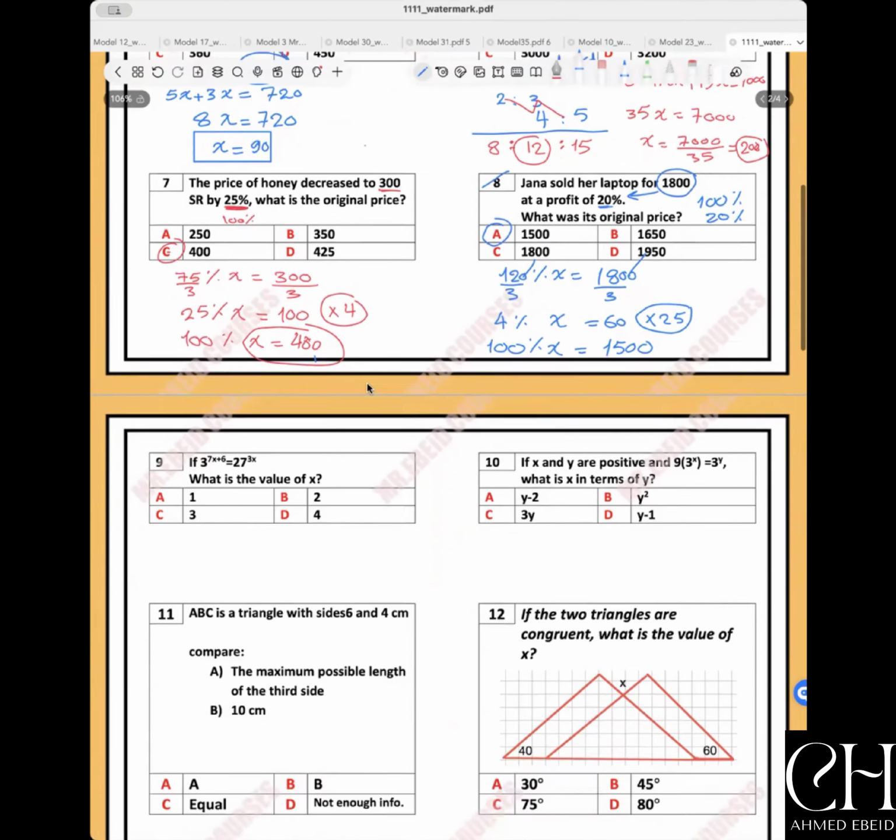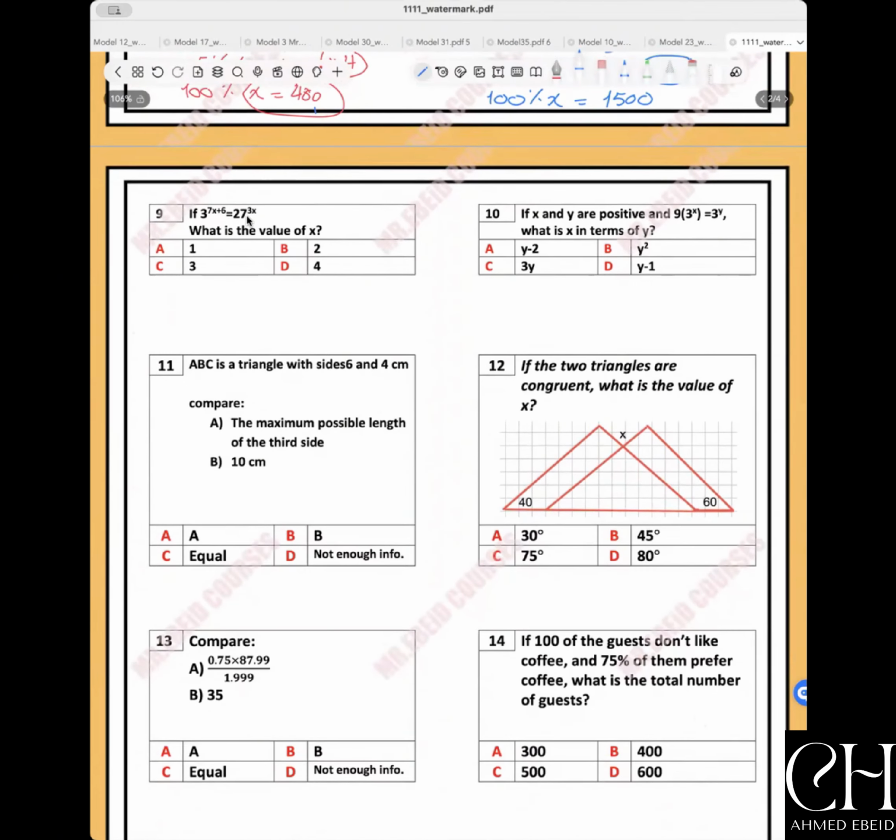Let's move to question 9. If 3 power 7x plus 6 equals 27 raised to the power of 3x, what is the value of x? In this question, we will write 27 in terms of 3. So on the left-hand side, we have 3 power 7x plus 6. This equals 3 cubed, since 27 is 3 power 3, all to the power of 3x. If you have two exponents like this, you can multiply them together. So write down the same left-hand side, 3 power 7x plus 6, which equals 3 power 3 times 3x, which is 9x.